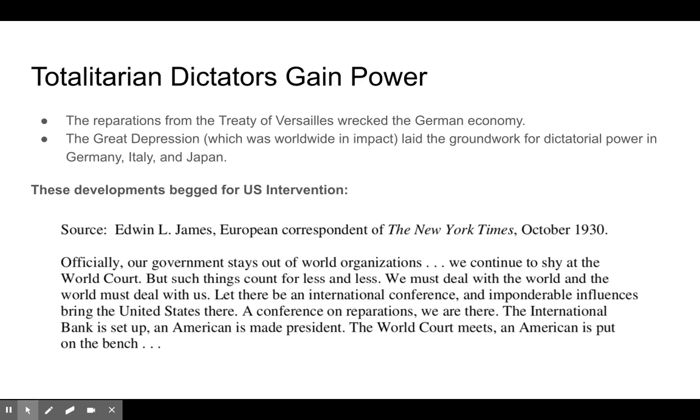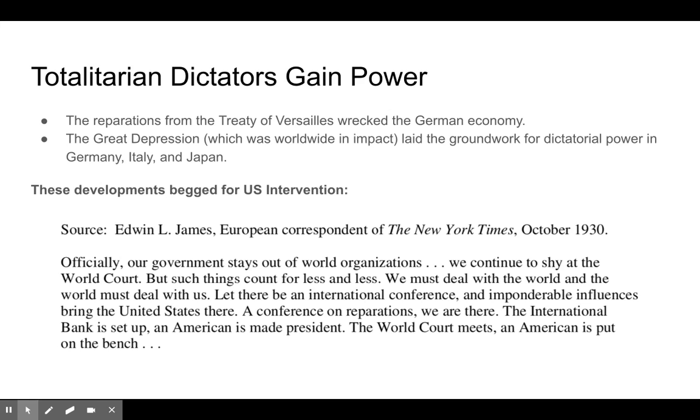So we're right in the middle of this time between the wars. This correspondent says, officially, our government stays out. We continue to shy at the World Court. But such things count for less and less. We must deal with the world, and the world must deal with us. He goes on to say, if there's a conference, the United States has to be there. If an international bank is set up, an American is made president. If the court meets, an American is put on the bench.